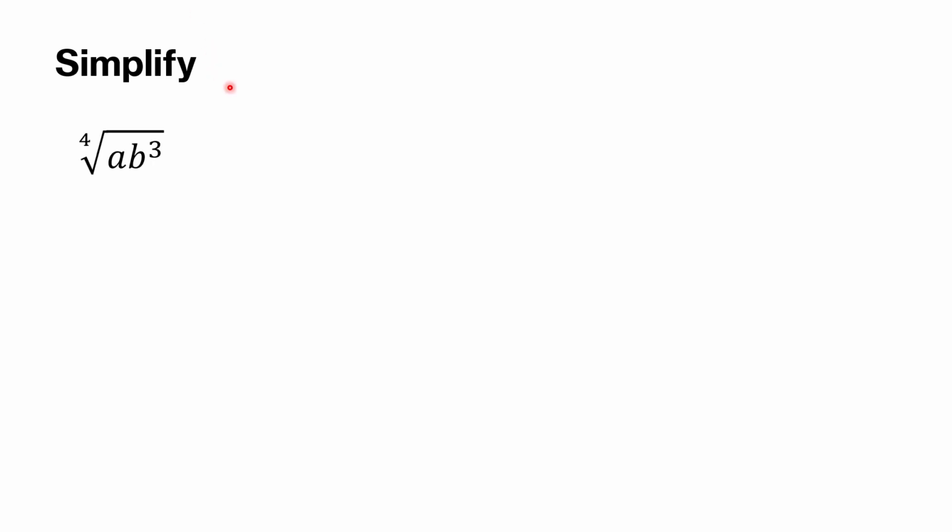Let's have another example. It is the fourth root of a b cubed. In this manner, we'll use the rule of power. The radicand is a b cubed, and the fourth root is now the power, and we can distribute that one at a time. So that will be a raised to 1/4 and then b raised to 3/4. You just multiply the 1/4 power to each of the variables.